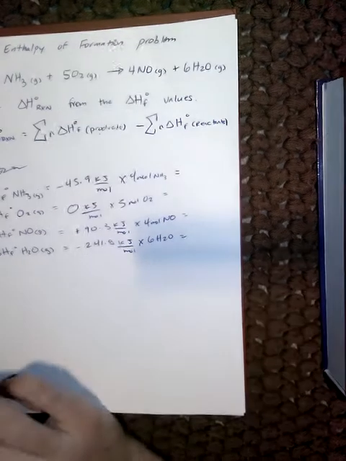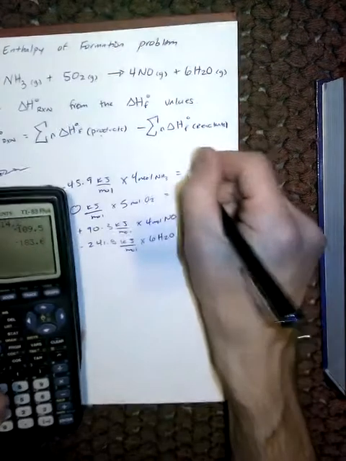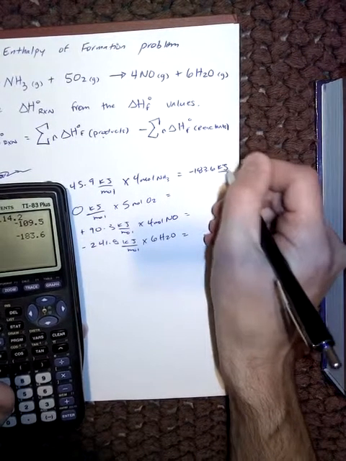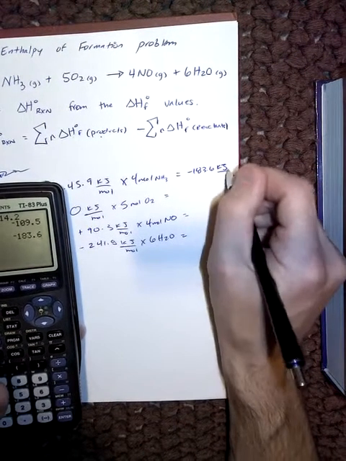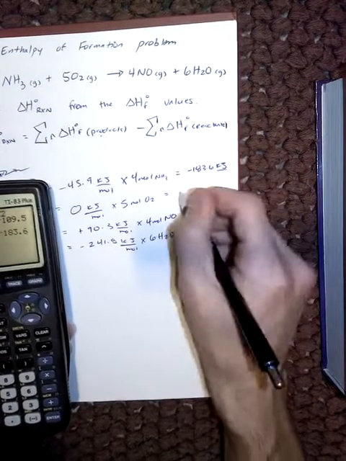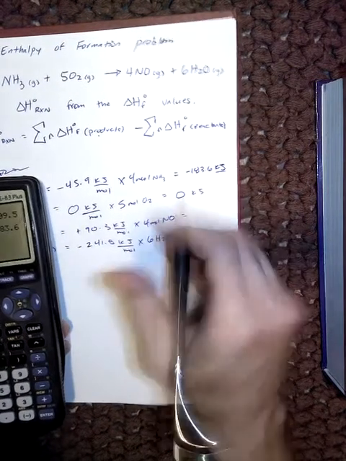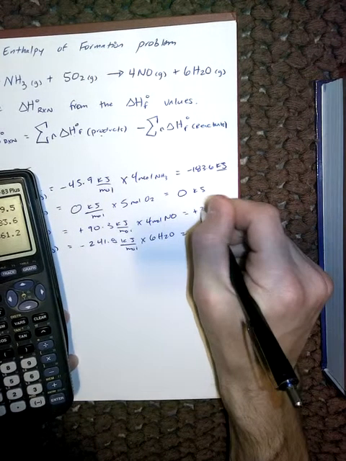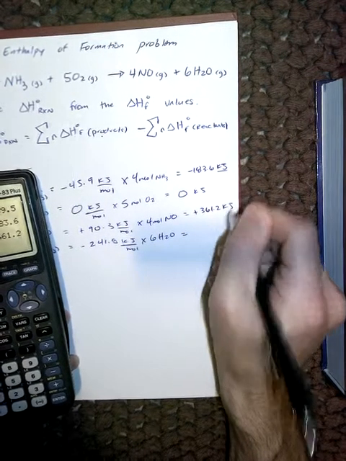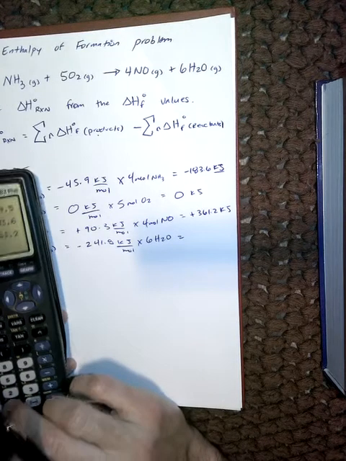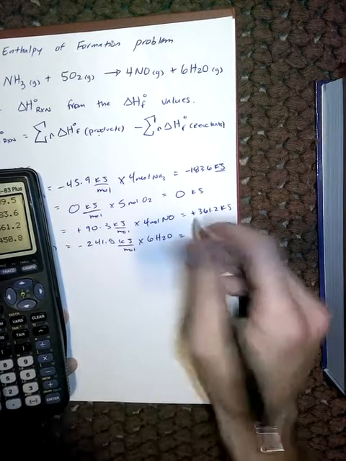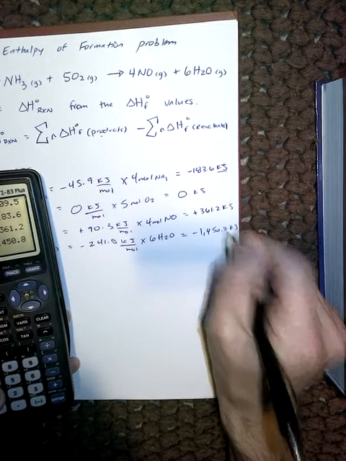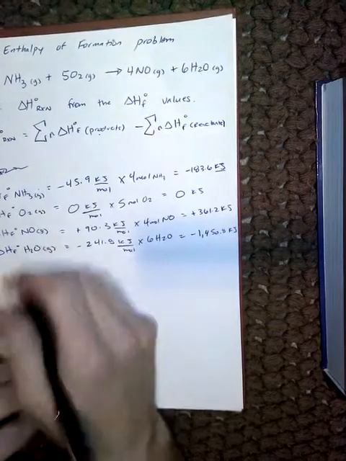So negative 45.9 times 4, negative 183.6 kilojoules now. I've canceled out my moles, so I don't have kilojoules per mole, and this was for NH3. This is going to be 0 kilojoules because I'm multiplying by 0. 90.3 times 4 gives me positive 361.2 kilojoules. Then negative 241.8 times 6, negative 1,450.8 kilojoules.